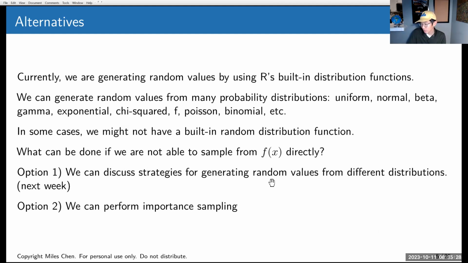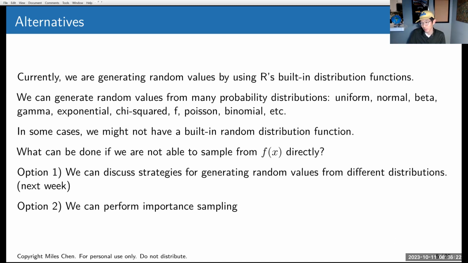But we might be in some situation where we don't have a built-in random distribution function. Or perhaps we're in a situation where we want to do something a little bit different. So what do we do in these kinds of situations where the random generating function either doesn't exist or is inadequate, right? If we're not able to sample directly from that PDF f of x, well, we have techniques to generate random values from different distributions. And we'll take a look at that next week. So next week, we will look at some methods for generating random values from different distributions.